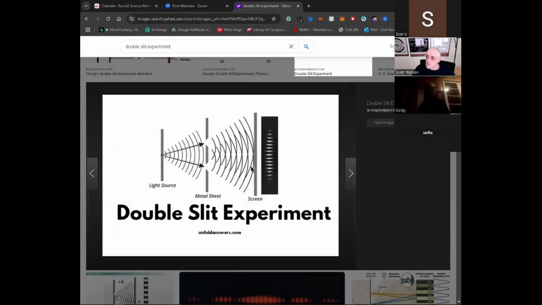But to their astonishment, when they did shoot one particle through at a time, they started to see that over time, after they shot like 1,000 particles or whatever through, it still built up this interference pattern. And so they were like, how in the world can this be possible?